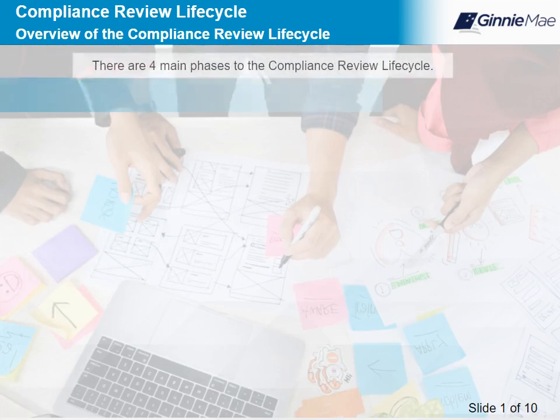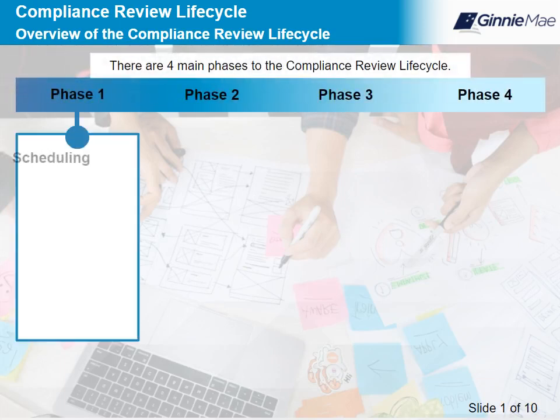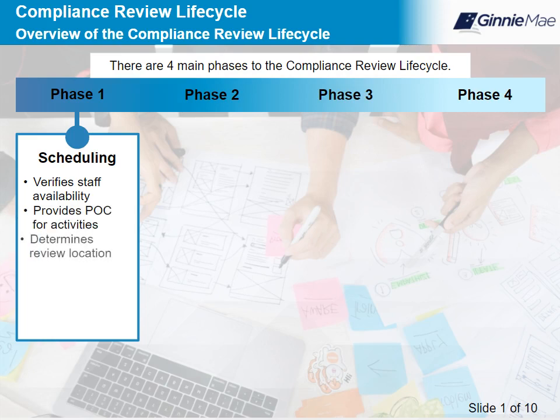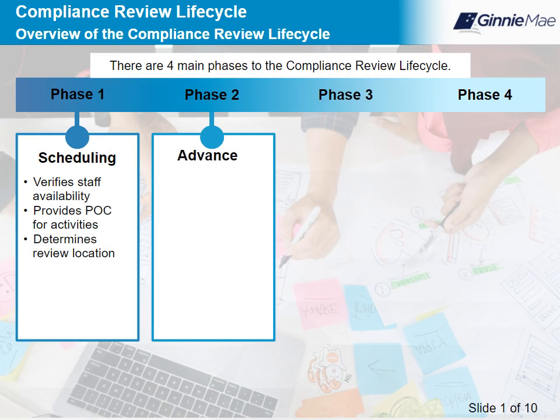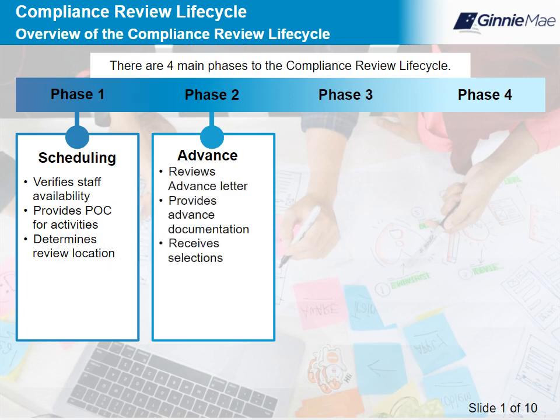There are 4 main phases to the compliance review lifecycle. The first phase is scheduling. During this phase, the issuer is contacted by the field review contractor, FRC. The issuer verifies availability of staff, provides POC for activities, and determines location of review. The second phase is advance, during which the issuer receives the advance letter. The issuer reviews the advance letter, provides advance documentation, receives sample selections, completes advance questionnaire, and uploads requested documents such as advance letter, advance questionnaire, and sample selections.